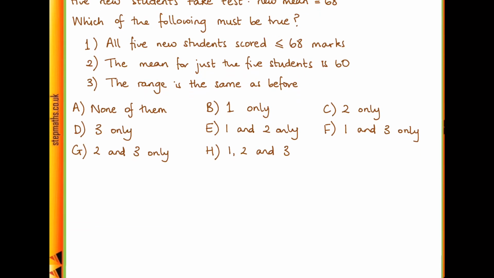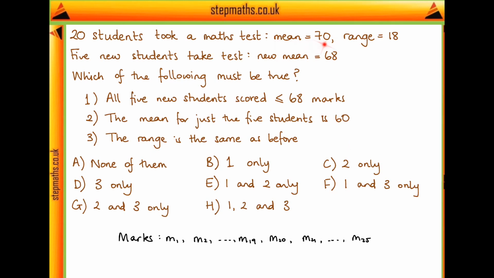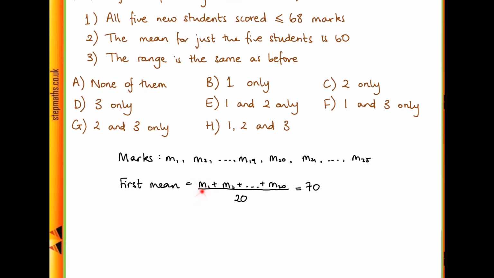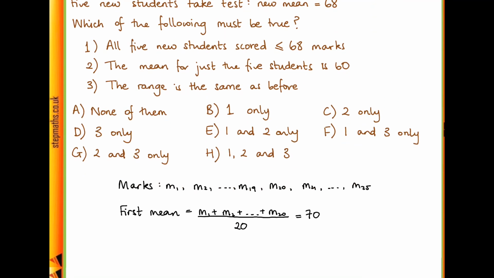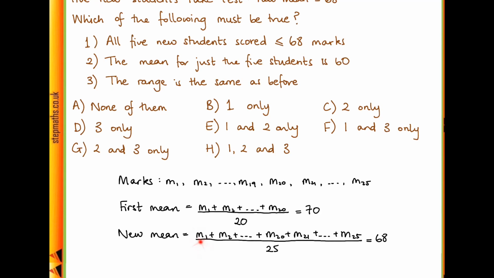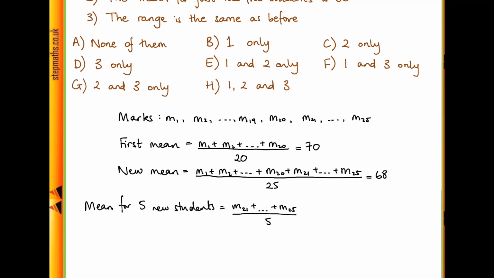Okay, so if I tell you that the marks of the first 20 students are M1 up to M20, and the marks for the 5 new students are M21 to M25, then how would you work out what the means were? Because the old mean was 70, you could write the sum from M1 up to M20 divided by 20 is 70. And because the new mean is 68, you can write the sum from M1 up to M25 divided by 25 is 68. Then how would you work out the mean for just the 5 new students? Well, this mean would just be written as the sum of M21 up to M25 divided by 5.